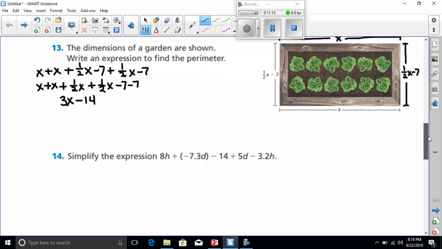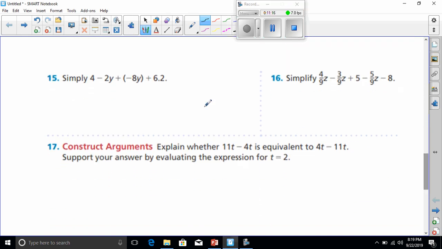All right, we're jumping down now to number 15. It says simplify. Once again, I'm going to put all my like terms together. I'm going to start with my terms that have variables. This is a -2y, and this is a -8y. I put all the y's together. Now I'm going to go ahead and put my numbers together. This is 4, and since there's no negative in front of it, we know it's a positive 4. This is a positive 6.2. So I'm going to add 6.2.